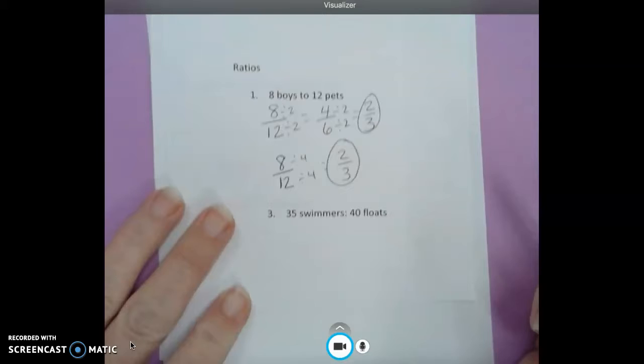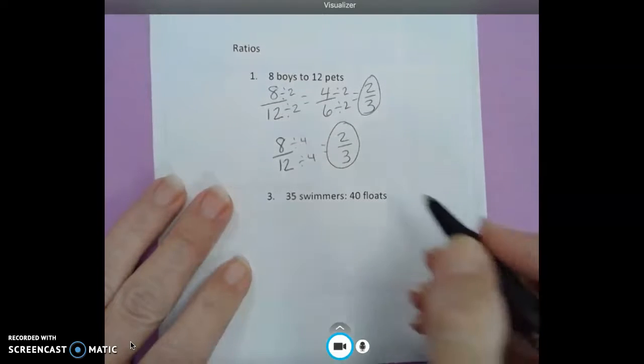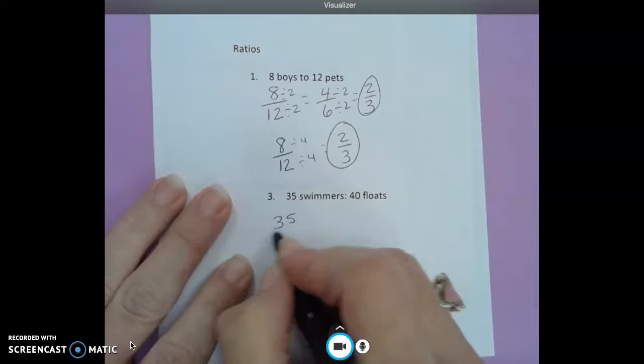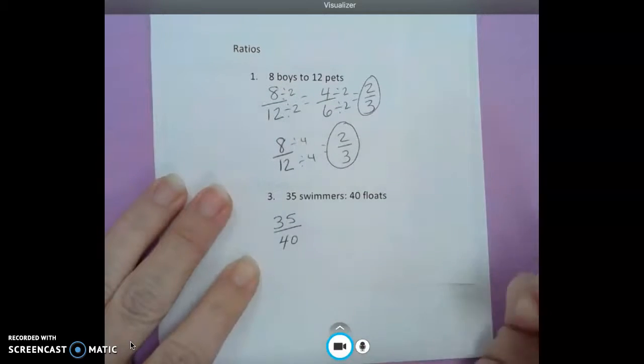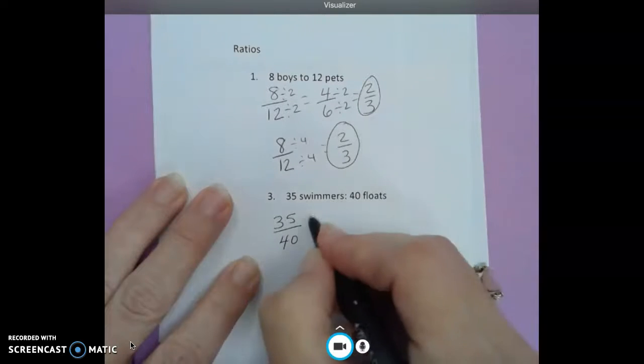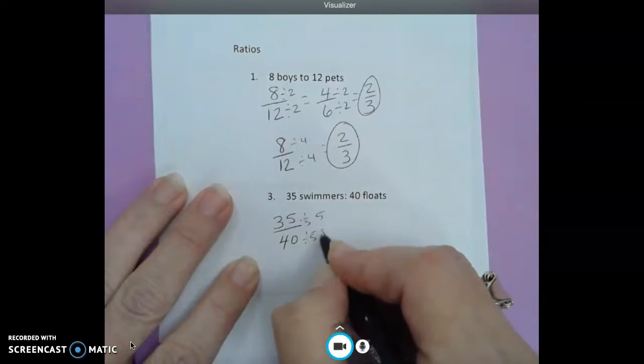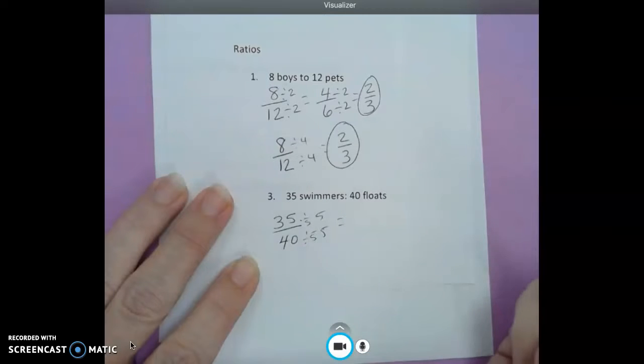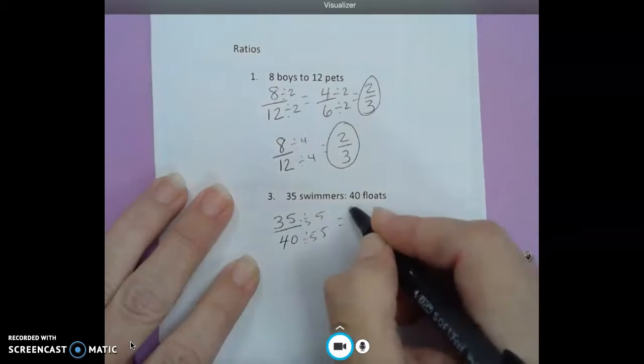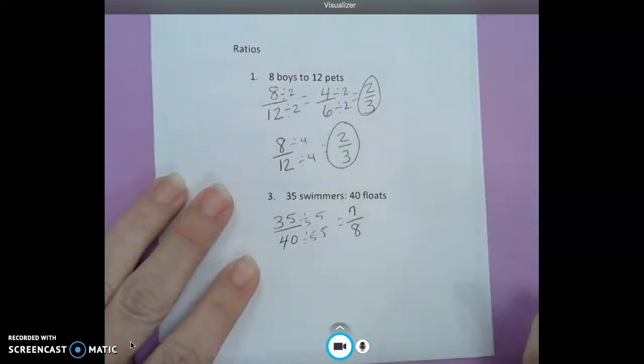Okay? So now let's look at 35 swimmers and 40 floats. So we're going to do 35 over 40, or 35 to 40. And both of those are divisible by 5. So remember, what we do to one, we must do to the other, because we always want to keep it consistent and balanced. So that's going to be 7 and then 8.